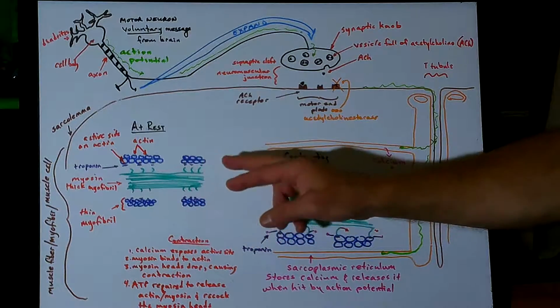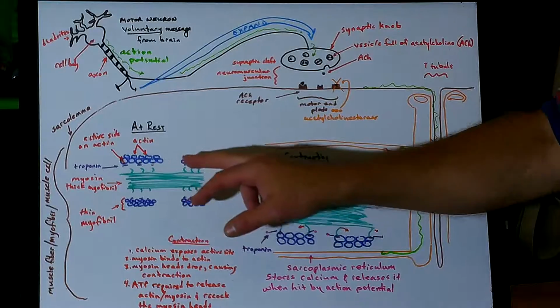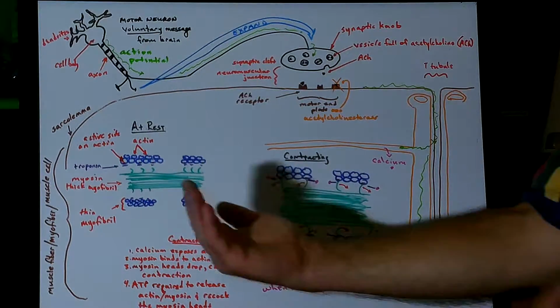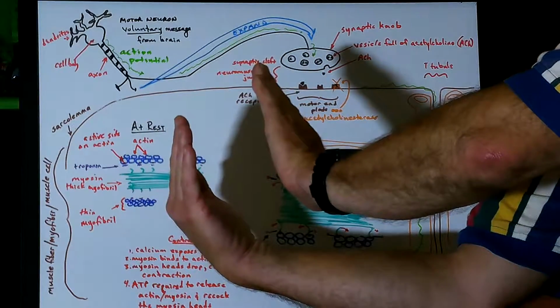You can also see that you've got this big, thick myosin head, and there's actin on either side, and there's also a gap. And these heads are going to pull this way, and these heads are going to pull this way, and that is going to make these two ends come together, and that's what's going to cause the contraction.